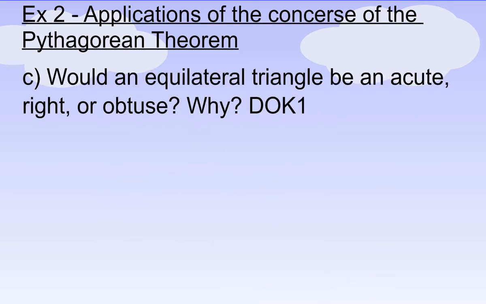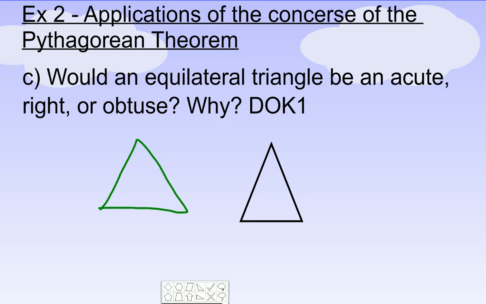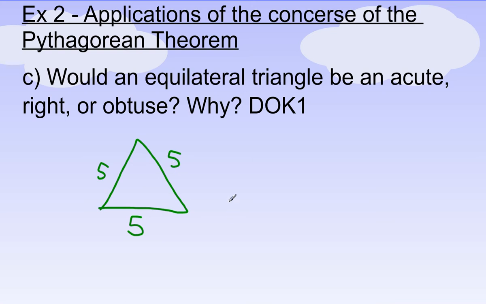Letter C says, would an equilateral triangle be an acute, right, or obtuse? Why? Well, first off, if I have equilateral, the problem is not telling me how big each side is. So I kind of have my own decision. That's not perfect. I thought that was going to be a perfect equilateral. Well. I kind of have my own decision on how big I want each side to be. So pick a number. 5, 5, 5. Is this acute, right, or obtuse?